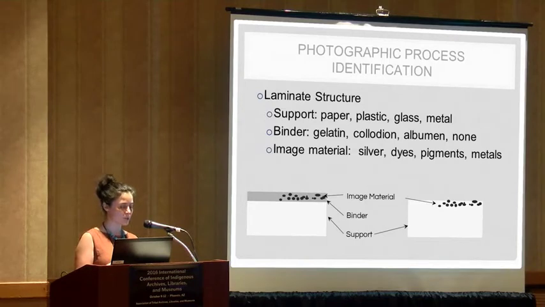So just to briefly talk about photographic processes, what you need to know for this lecture today is that they're complicated structures. They're a laminate structure. So they have a support, which can be paper, plastic, glass, or metal. They may have a binder, which is usually gelatin, collodion, or albumin. Some photographs don't have a binder. And then there's the image material, which can be silver metal, dyes, pigments, or other types of metals. Now, because there are so many different materials involved in a single photograph, you really have to think about balancing the needs of each of those individual materials for what is going to be best for that photograph.